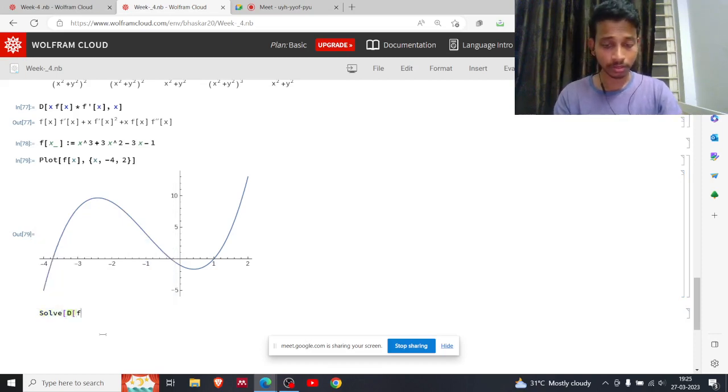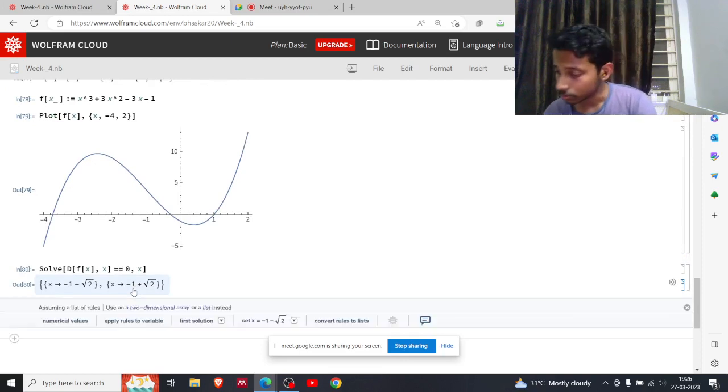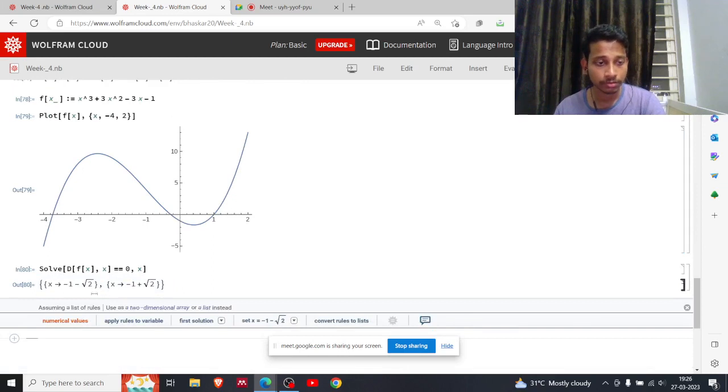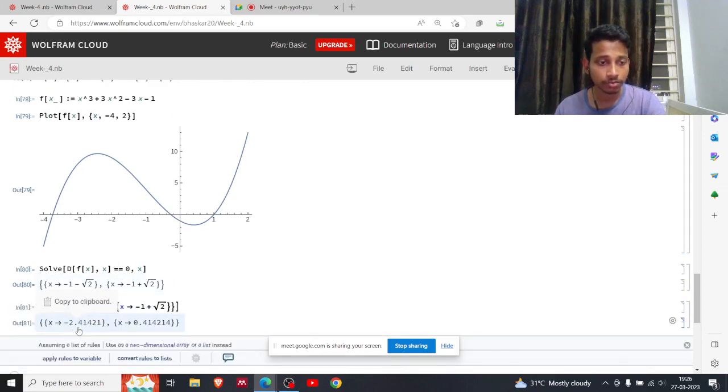Solve f of x comma x equal to 0. x equal to minus 1 minus root 2, and so on. So these are the turning points of the function, that is, minus 2.414 is somewhere here, and 0.414 is somewhere here. This is the turning point of this curve.